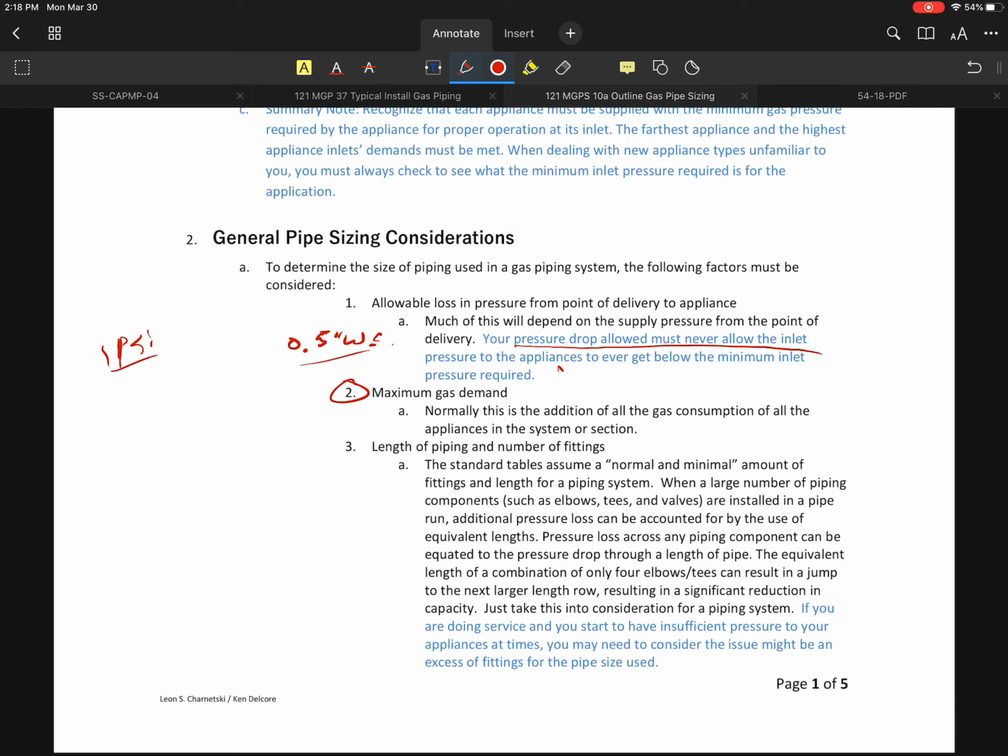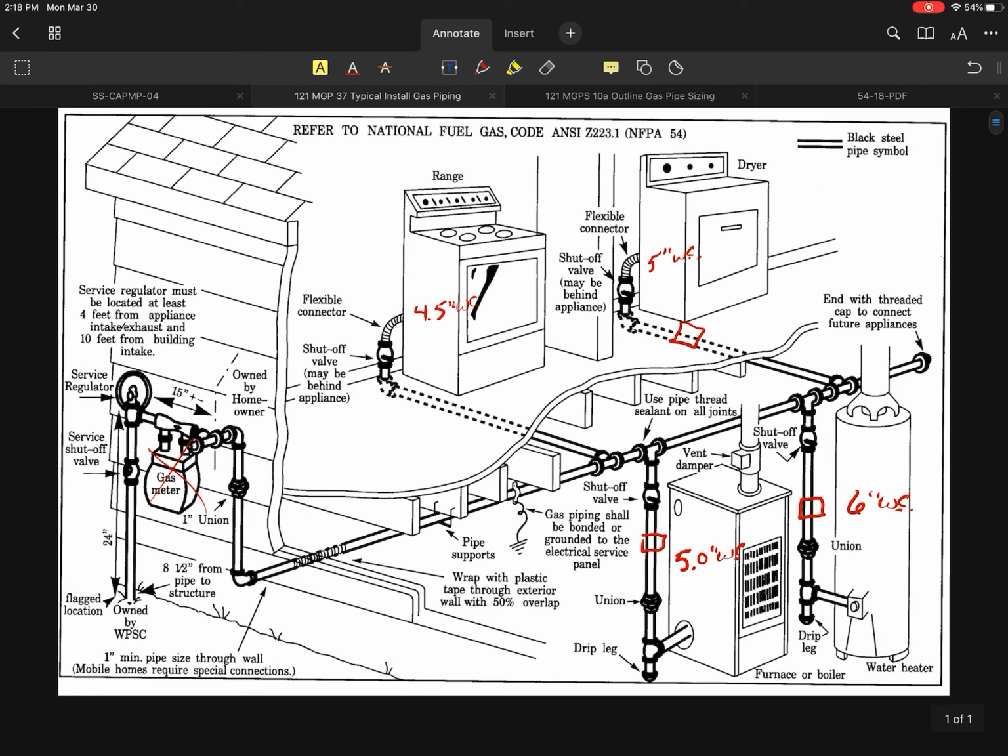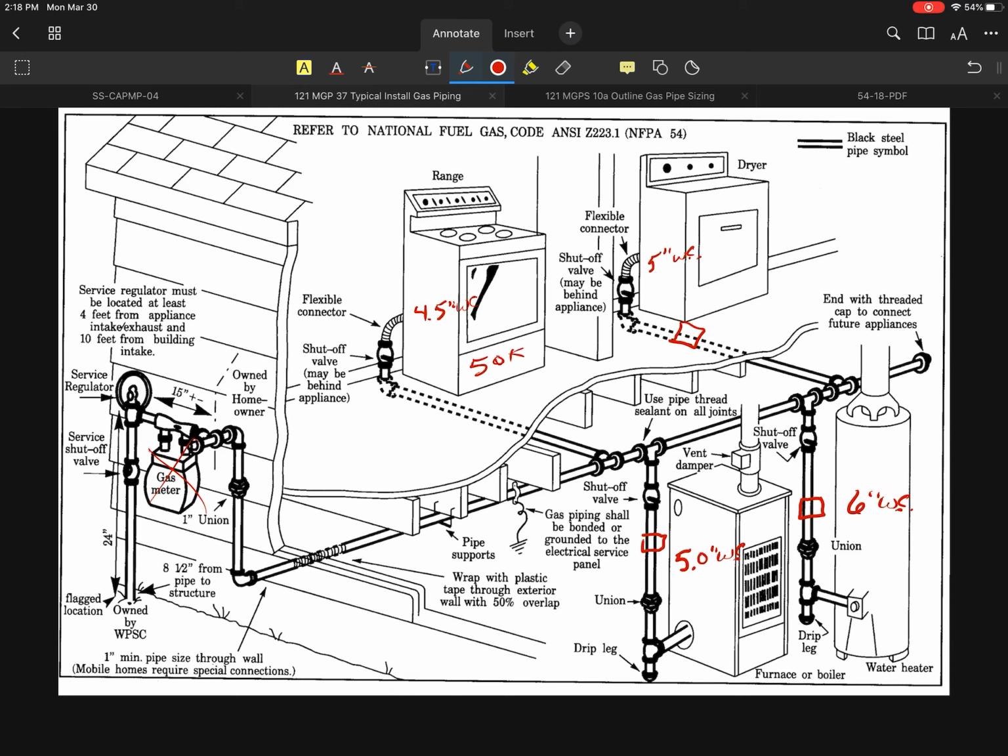Second thing I want to address is the maximum demand. So the maximum gas demand is something that we're going to look at on our systems. So for example, if this particular application is my job that I'm dealing with, and let's say that the range happens to be 50,000, I'll put 50K.